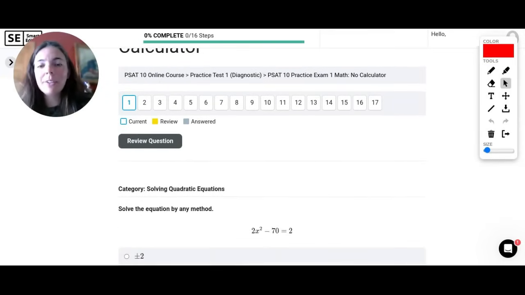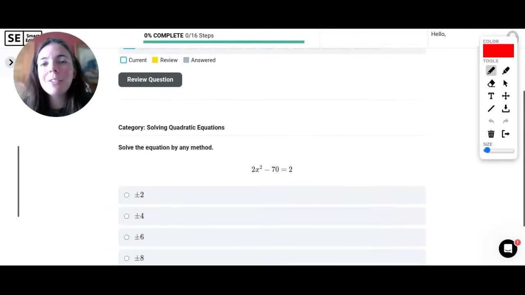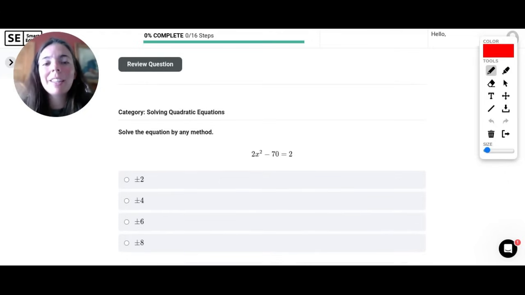Okay, so let's go ahead and jump in and get started. If you have a scrap piece of paper and a pencil, that would be great, so you can follow along, or again, click the link for this practice test.